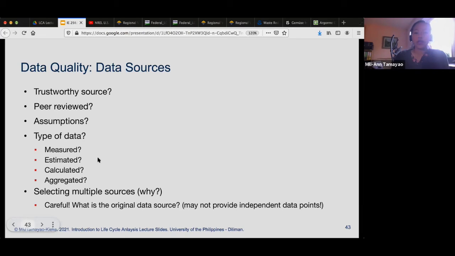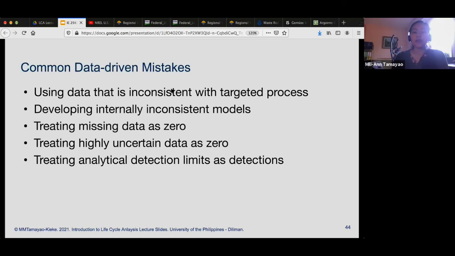If you are using a source, you have to be careful to look into their original source, because your sources might have used an estimation model for which they needed some data from other sources. So you have to check if those data sources are also reliable.